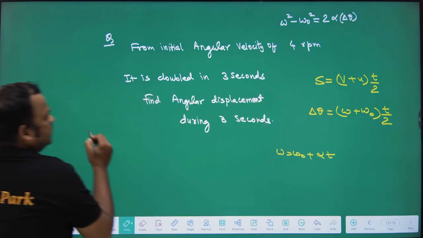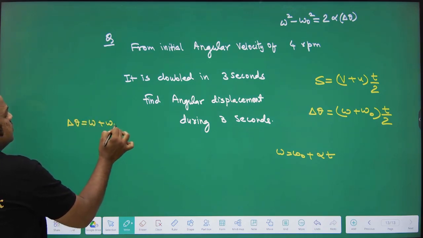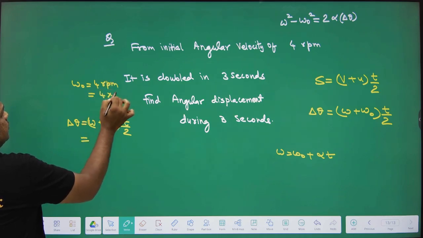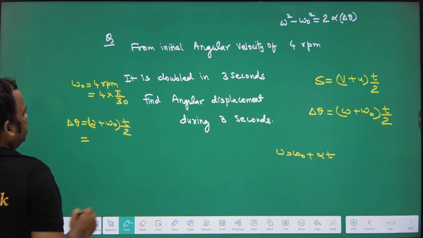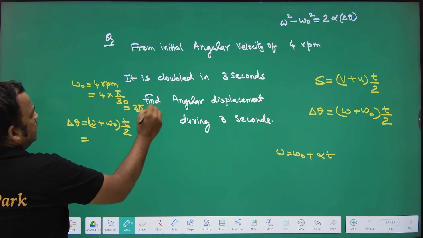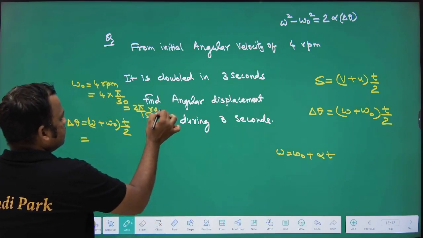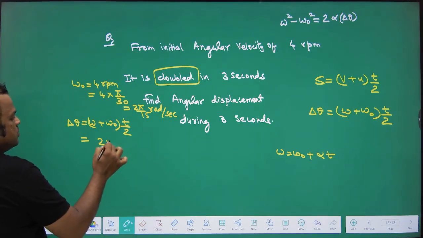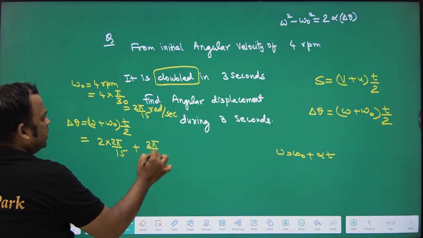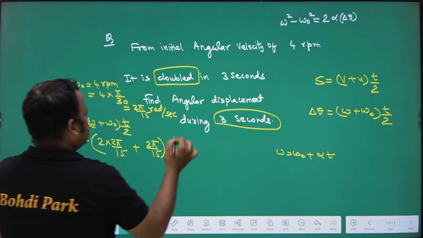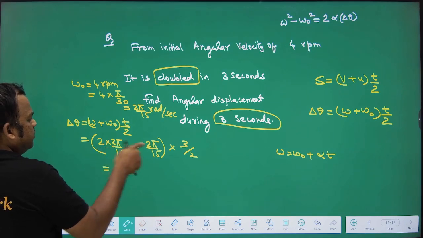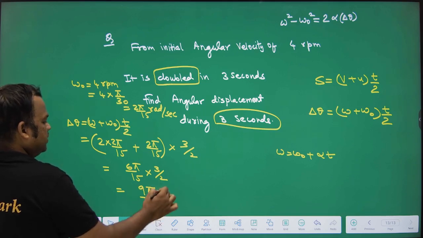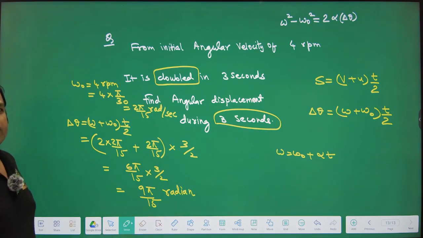If we use this equation directly, we will get delta theta is equal to omega plus omega naught into T by 2. Now initial omega naught is given as 4 rpm, that is 4 into pi by 30, that will be 2 pi by 15 radian per second. So final angular velocity will be 2 times. So 2 into 2 pi by 15 plus 2 pi by 15 into t. Time is given as 3 seconds. So 3 by 2. So this will be 4 plus 2, so that is 6 pi by 15 into 3 by 2. So this is 9 pi by 15 radian. So this is the angular displacement.